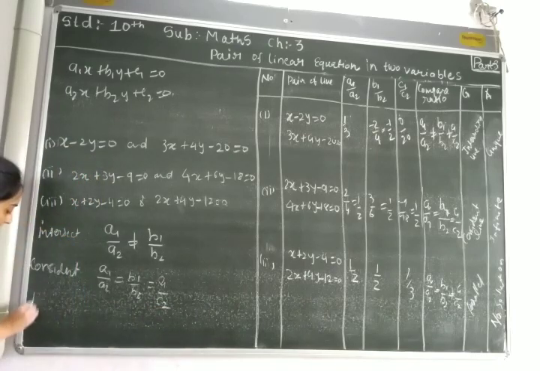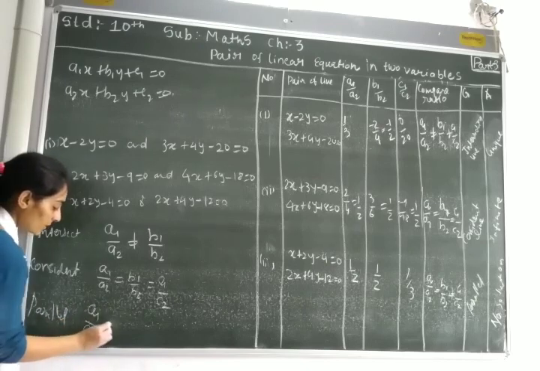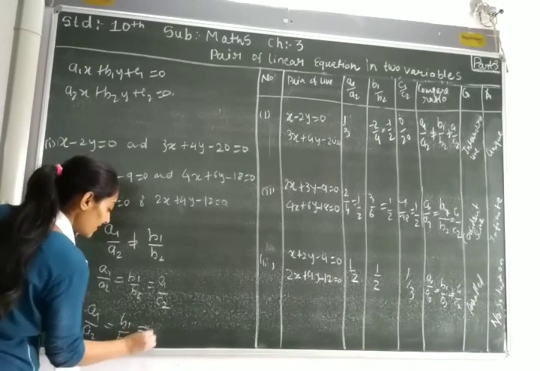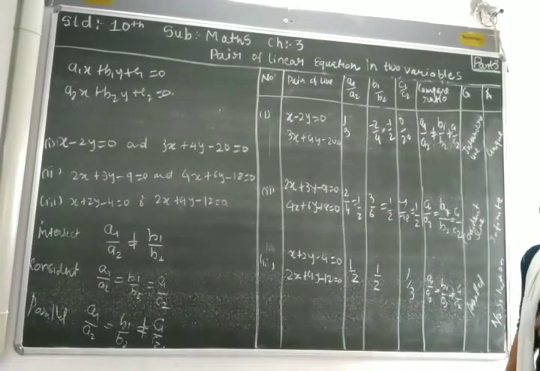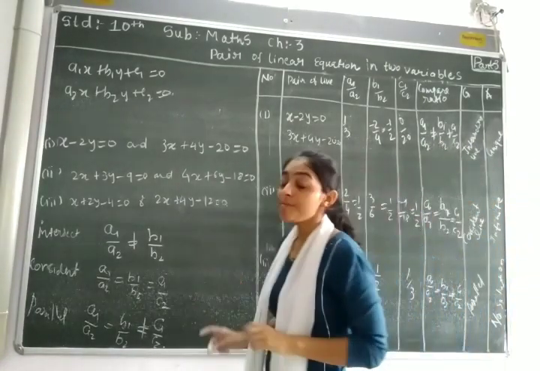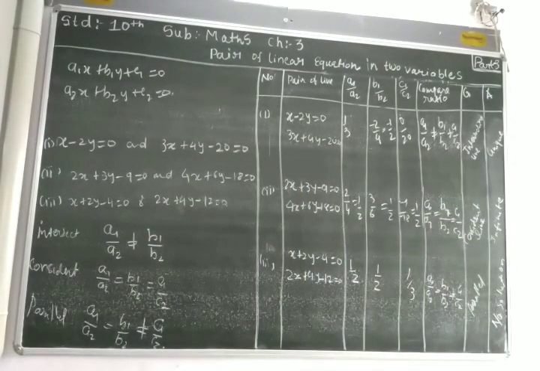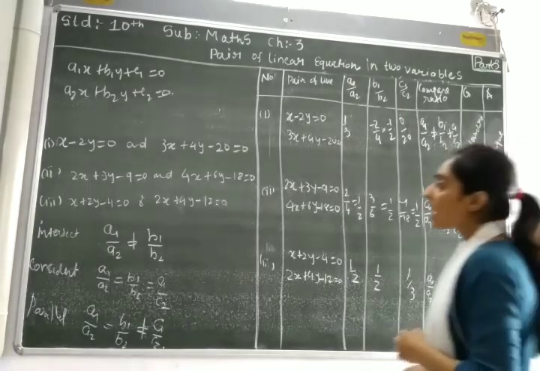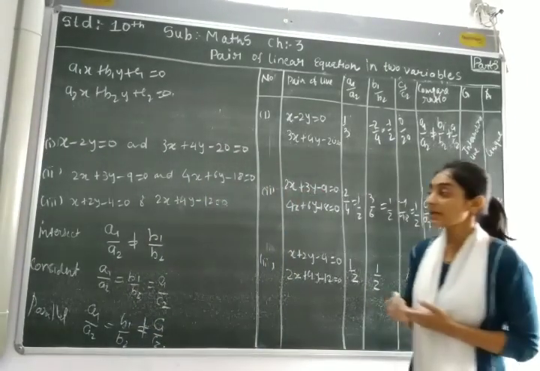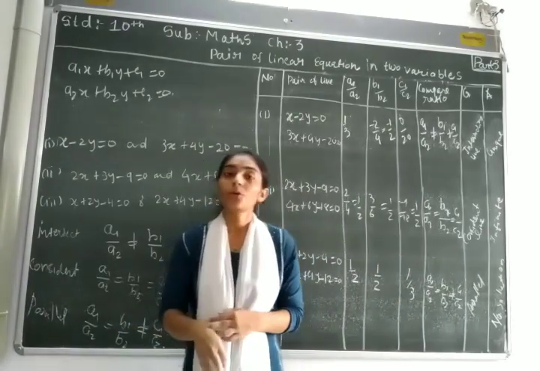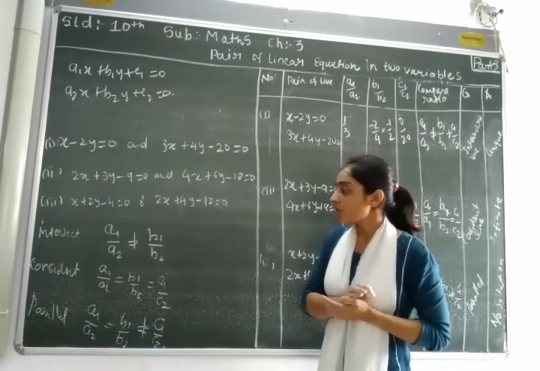Now, for a parallel line, we have found that A1 upon A2 is equal to B1 upon B2, but it's not equal to C1 upon C2. If in your exam asked, okay, so this might be asked in a MCQ or fill in the blanks type of questions. So if the question asks, two equations were given, then tell whether these lines are intersecting line, coincident line or parallel line.